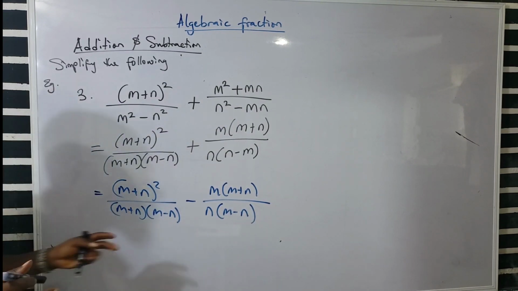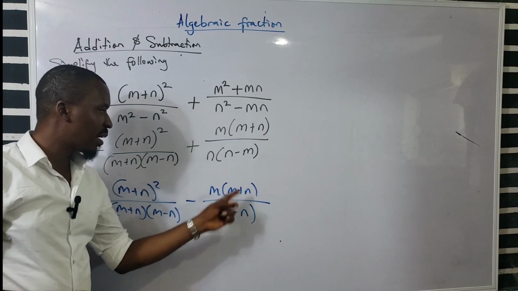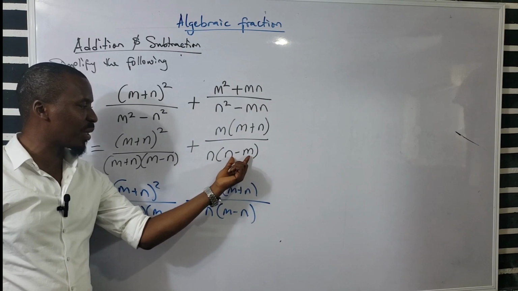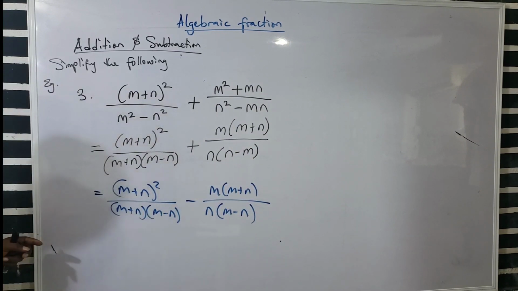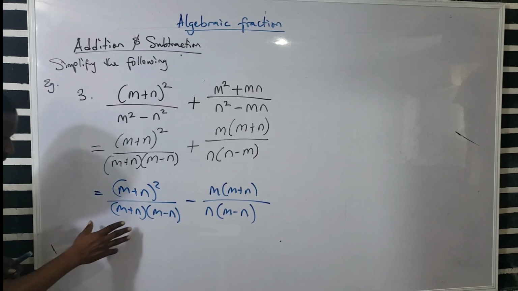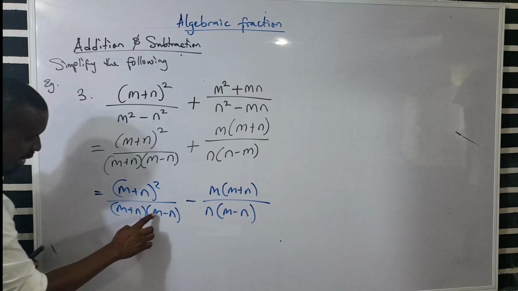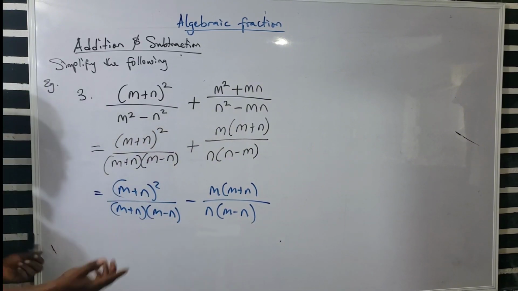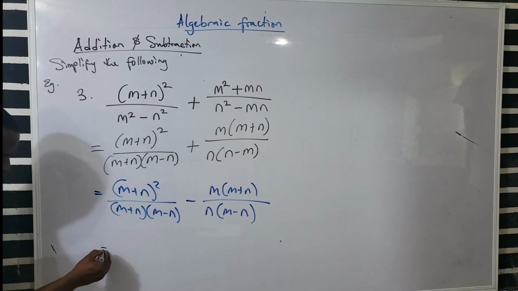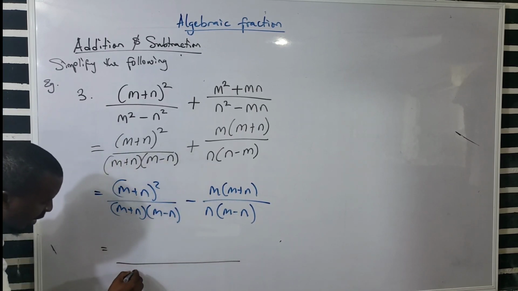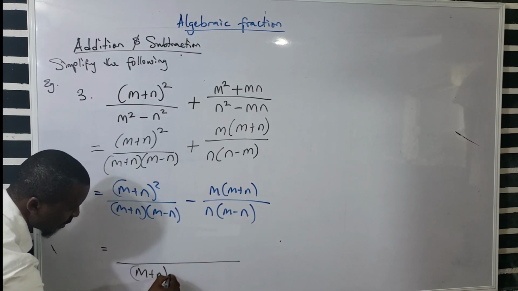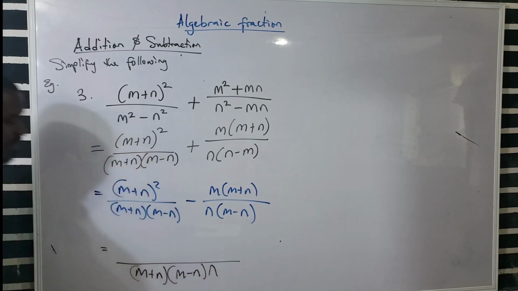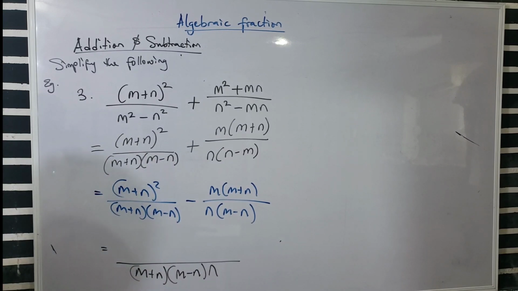Okay, remember at the beginning of this class, I explained why whenever you bring out minus, the numbers will just interchange, especially when you have it in this nature. So if you look very well, you can see that our LCM now is (m plus n), (m minus n), and n, because this one is repeating, so I don't need to repeat it, okay? So you take your LCM: (m plus n) into (m minus n) into n. So that's our LCM.